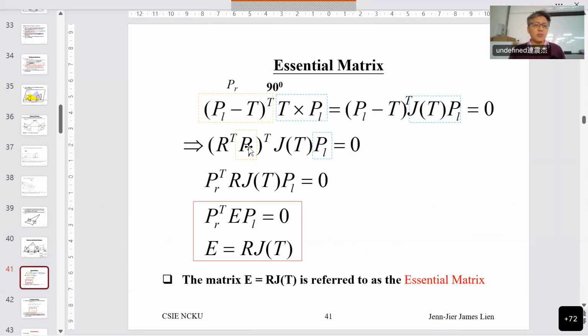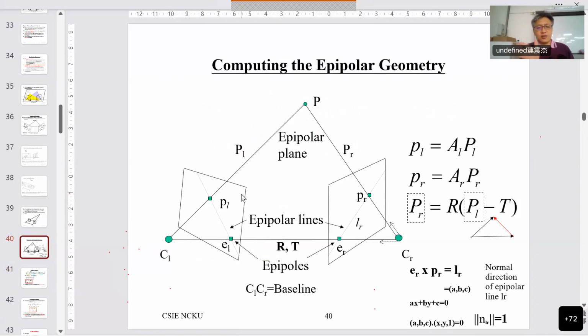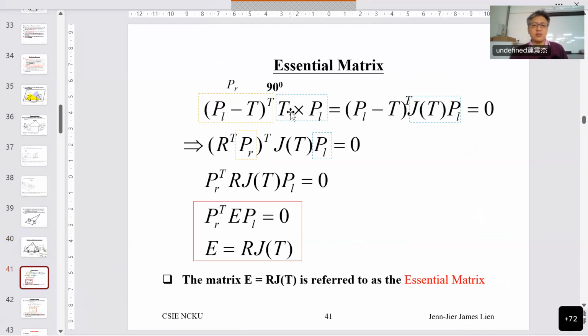Okay. So this result will become this one. P crossover P crossover YG crossover T. That's meaning here, T, right? Crossover P will be your vertical direction. So this becomes the vertical direction, and this is the cross product.